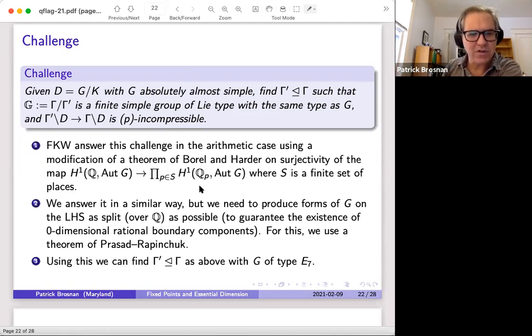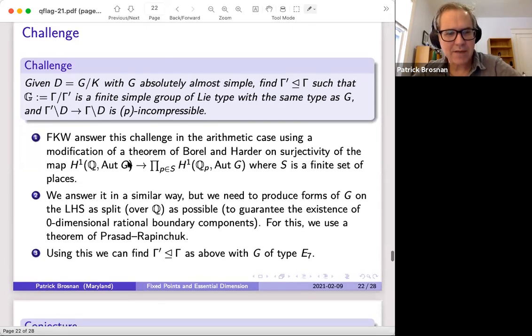Why that's useful is that you want to keep the infinite place of G to be the thing that gives you the Shimura variety. And to get these gamma and gamma prime, you want to adjust the place at P. And you want to have a form over Q that gives you that. Because to get the Shimura variety and the rational boundary components, you need to have a form of the group over Q. So they need to know the surjectivity of this map.